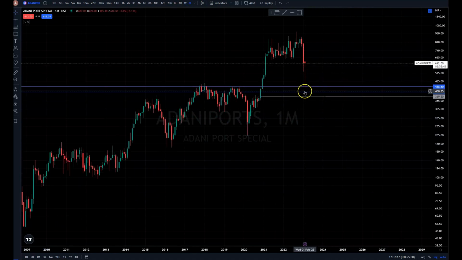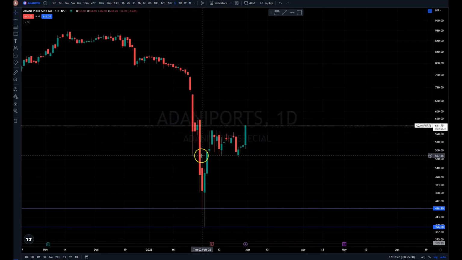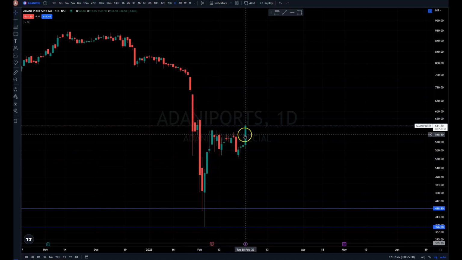So the likelihood of price drawing back into it is quite high, and I got out in this area just below that wick or something in here. So you can see it filled the gap quite quickly, and now it's running above.